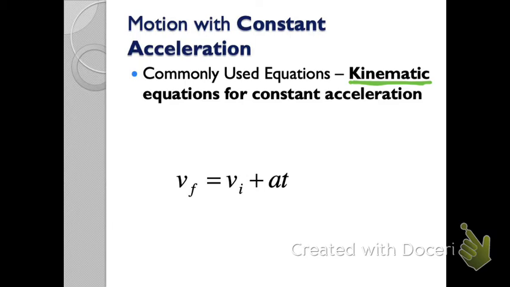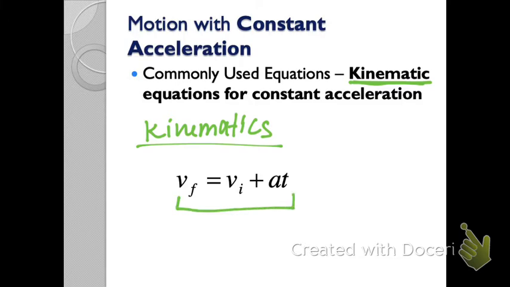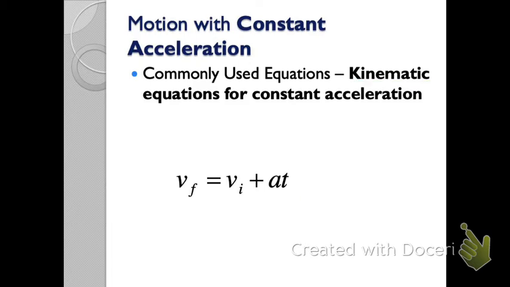So on your equation sheet, I would get your equation sheet out. Do you know what the prefix kina means? Well, what's the prefix mean? It means motion. Okay, it's motion. So these are our equations for motion. Okay, so here is the first one. VF equals VI plus AT. All right, are those all variables that we know or we're familiar with? Yeah. Velocity final, velocity initial, acceleration, and time. Right, those are all variables that we are familiar with.